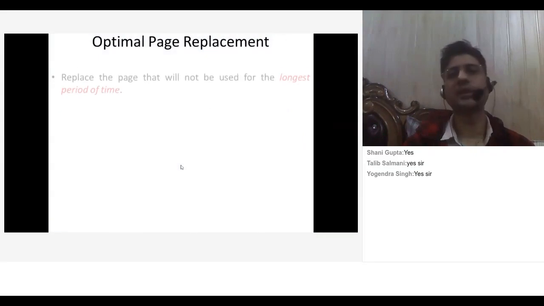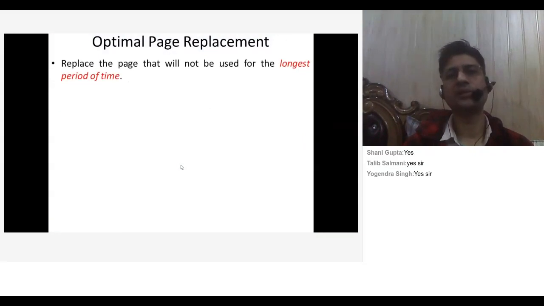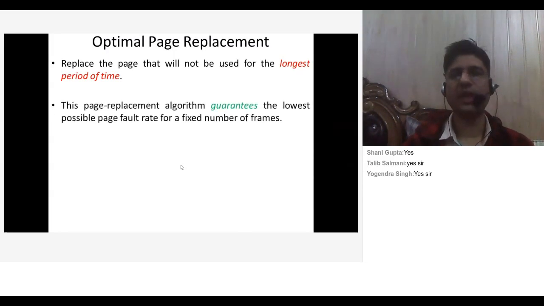Let's see. Replace the page that will not be used for the longest period of time. What is the meaning of that? It means we will look into the future to see which page is not required in the near future, and we will replace that page. How? We will check with an example and see.